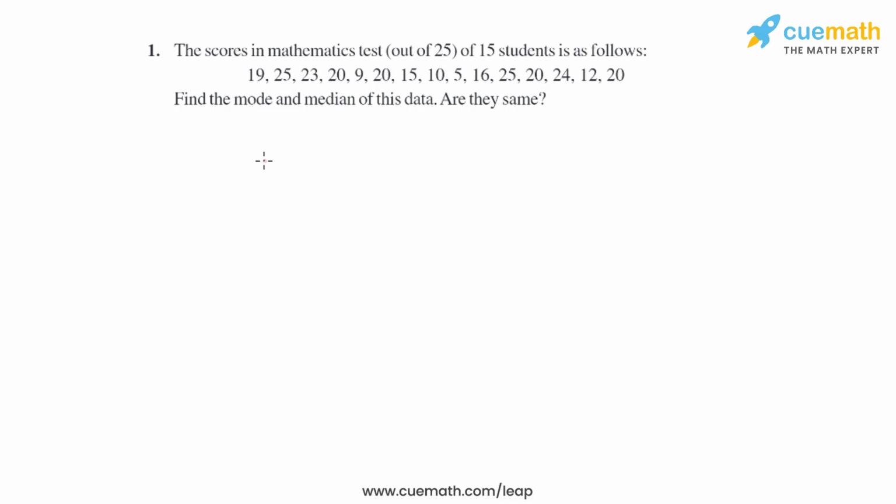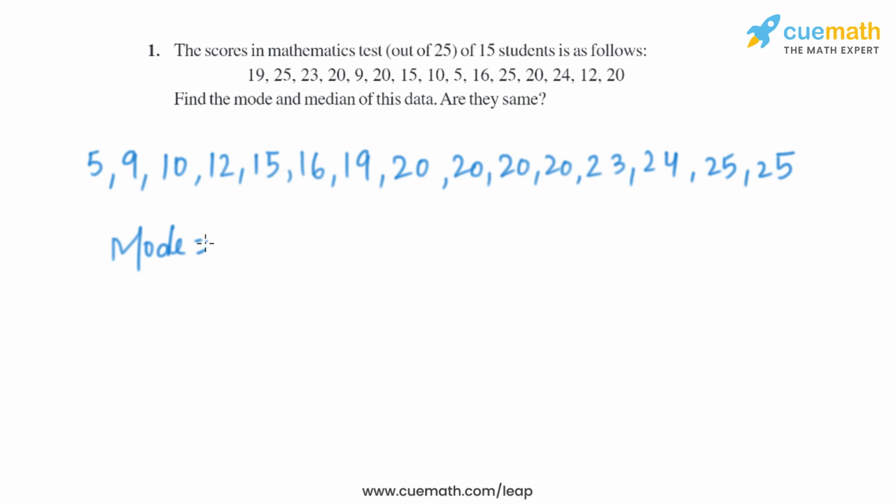Question 1 of this exercise says the scores in a mathematics test out of 25 of 15 students are as follows. Find the mode and the median of this data. Are they the same? So first of all, we will arrange the data in ascending order, from smaller to bigger. Then we will find the median and the mode.